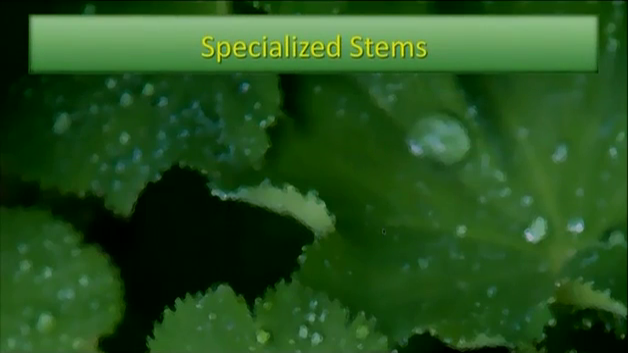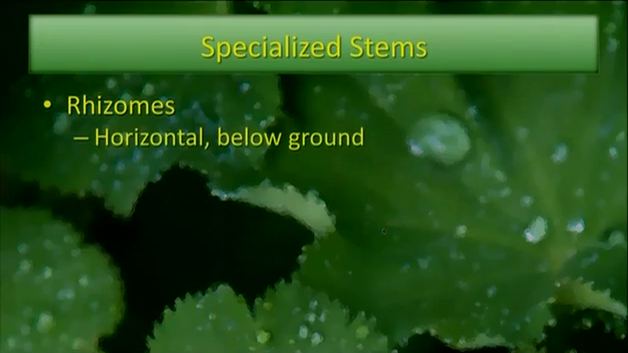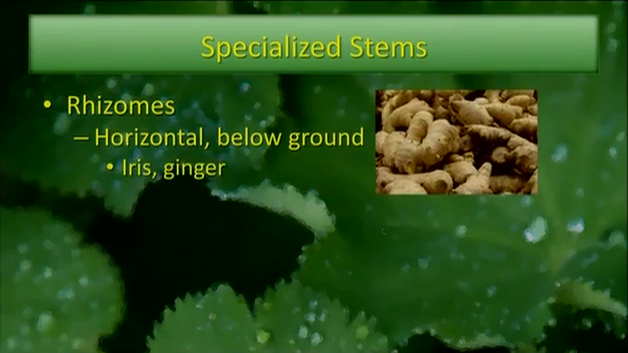Now we're going to talk about specialized stems. Remember, these are all stems; they all have nodes and internodes. One kind of specialized stem is called a rhizome. They superficially resemble roots because they're below ground. They're horizontal underground stems. They can be thick and fleshy, like iris or ginger, or thin and slender, as in some ferns and some grasses. Those are the rhizomes.